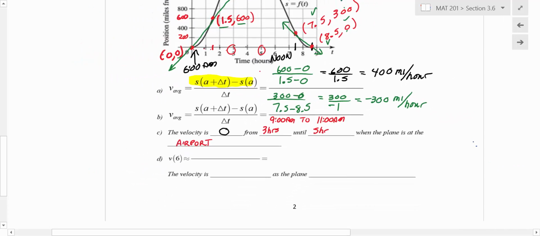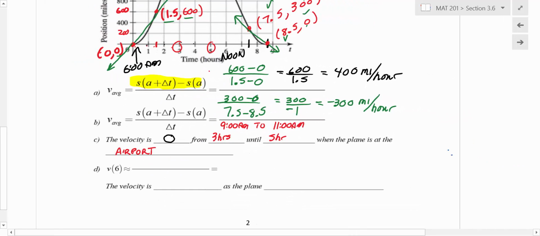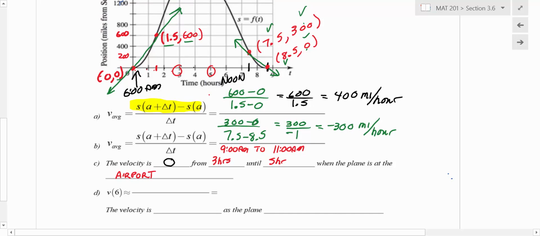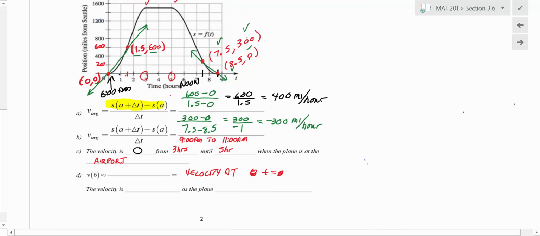Okay, so let's do this very last problem. That'll be kind of a good place to stop here today. We're now going to do this one, which is asking for the velocity at t equals 6. Like that. So this is going to be t equals 6 hours, really, is what this is.